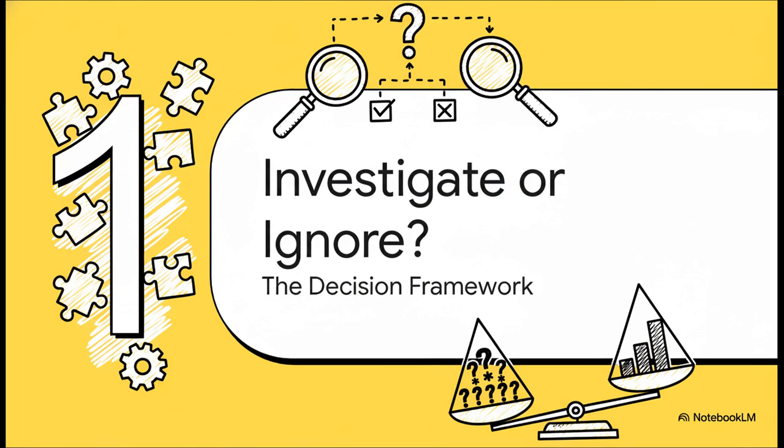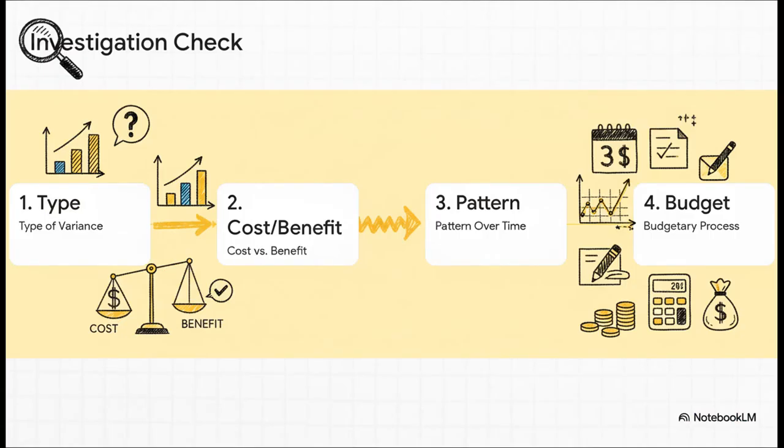it. This is a huge step because before you spend a single dollar or a single minute of your team's time, you need a solid way to decide if a variance is even worth looking at. Because, let's be honest, not all clues are created equal. And this is the checklist that's going to guide you. It's a simple 4-point system. We're going to look at the type of variance, weigh the costs versus the benefits, check for any patterns over time, and even take a hard look at the original budgetary process itself.